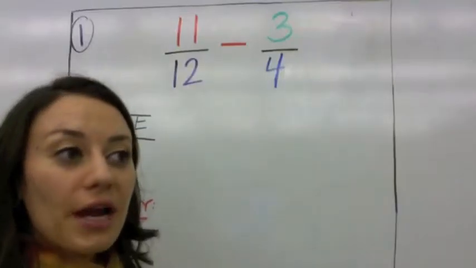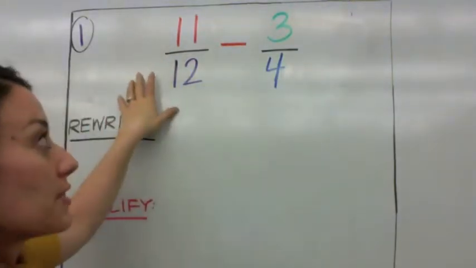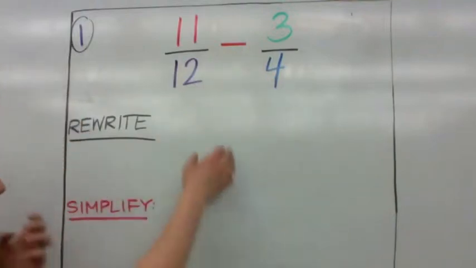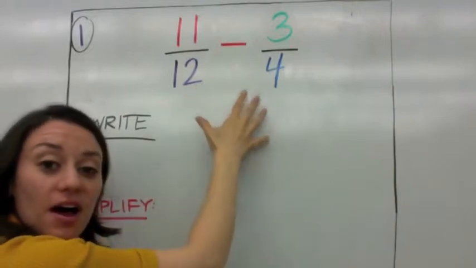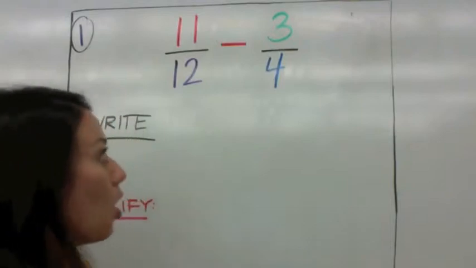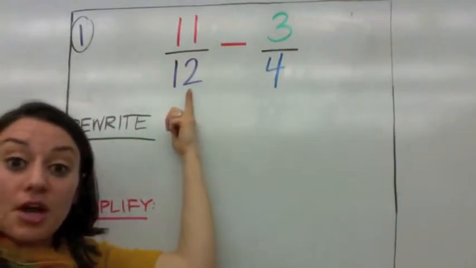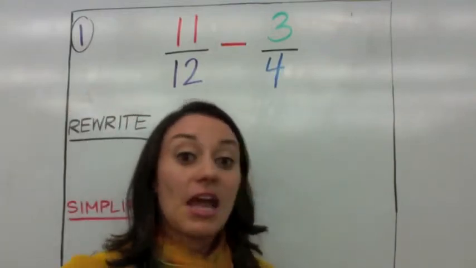Okay, read and write the first example. It says 11/12 minus 3/4. Okay, so do these fractions have a common denominator? Do they? No, they have unlike denominators. They have what? Unlike denominators. What's the denominator here? The denominator, you guys need to remember what denominator is, right? Say fraction.